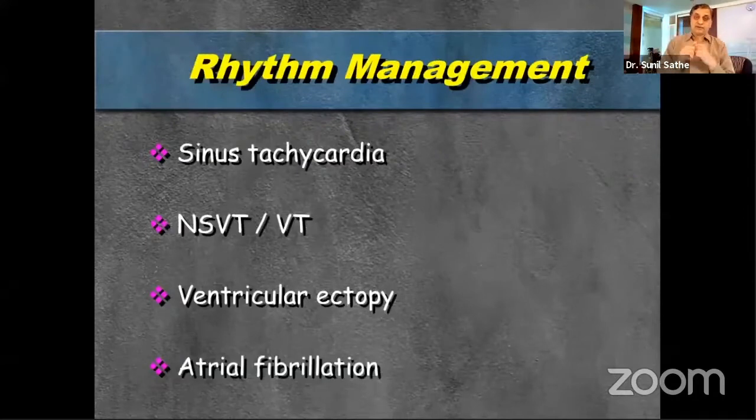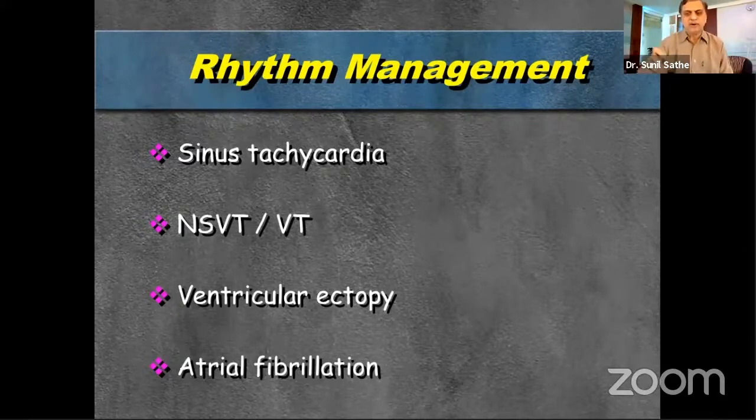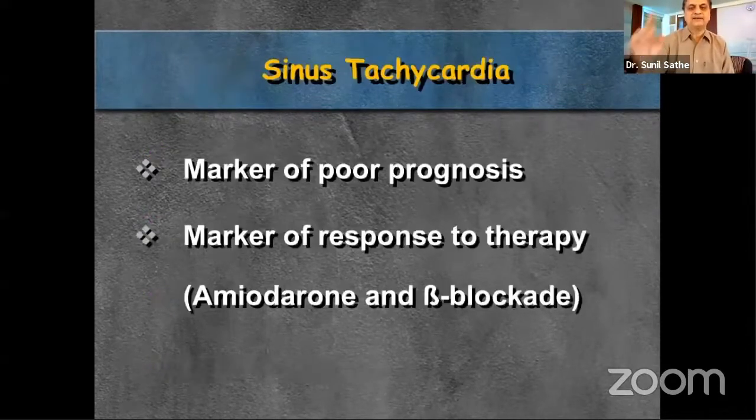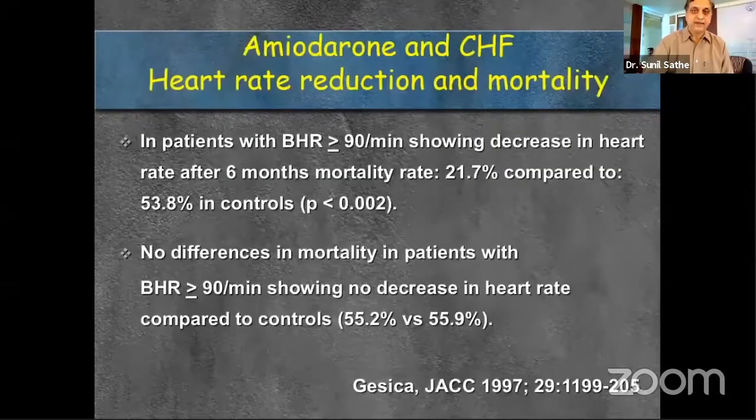Second, rhythm optimization, rhythm management. Most important are sinus tachycardia, atrial fibrillation, and of course, ventricular ectopics. I'll not go into details of ventricular ectopics because it's a topic by itself. Two simple optimizations of rate, and that is sinus tachycardia. Remember, sinus tachycardia is a marker of poor prognosis. And interestingly, it's a marker of response to therapy.